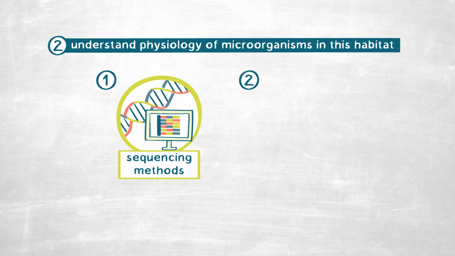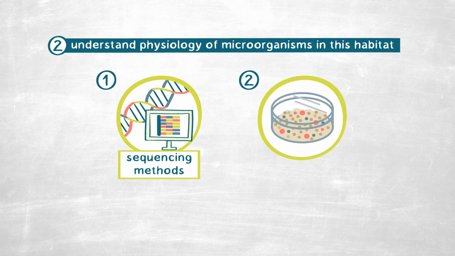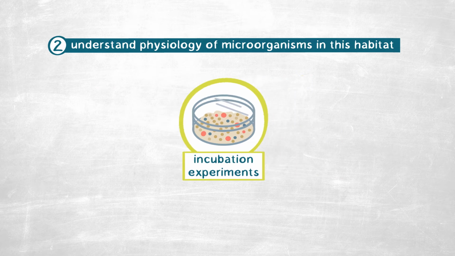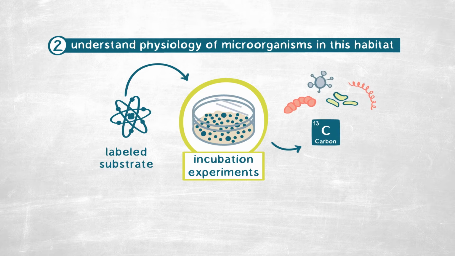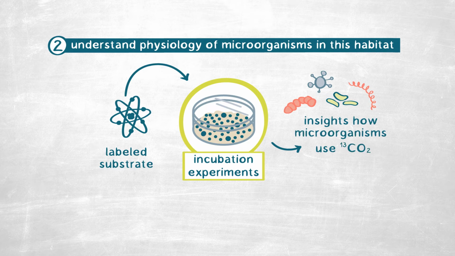The second method is to do incubation experiments, where you introduce labeled substrates to these incubations and then monitor for the evolution or production of 13CO2. When you do this, you get insight into how quickly the microorganisms are using the labeled substrate over time, and that gives you some insight into the actual physiology of the microbes that are present.